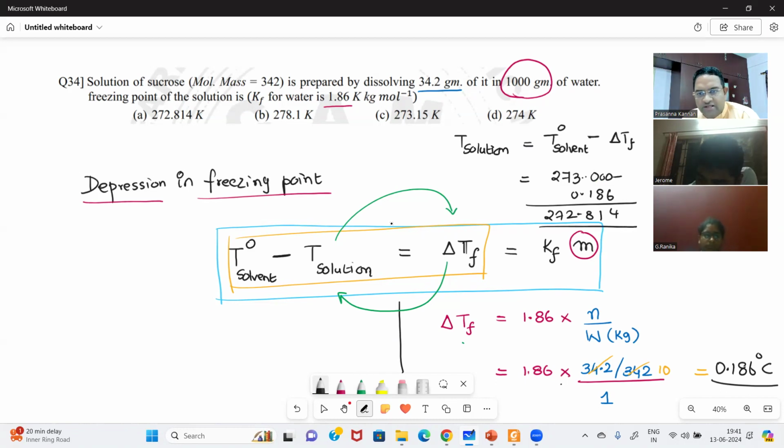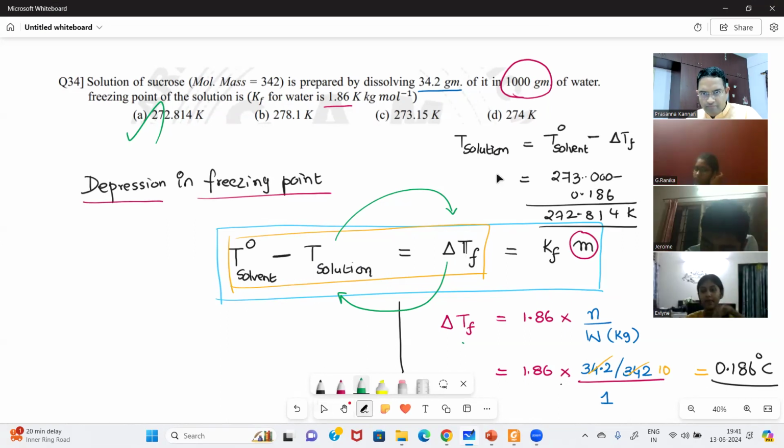So your solution freezes at 272.814 Kelvin, or you can simply say minus 0.186 degrees Celsius. So the right answer is the first option. Is it clear, Jerome? Yes, sir. Anika? Yes, sir. Sai Kiran, Evelyn? Yes, sir. Yes, ma'am. Very good.